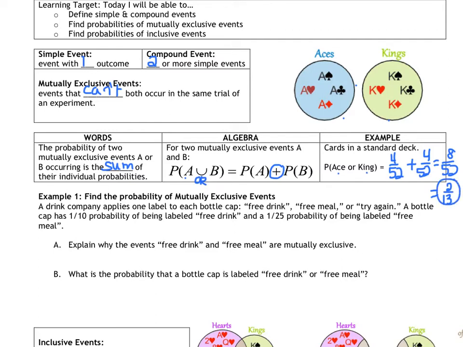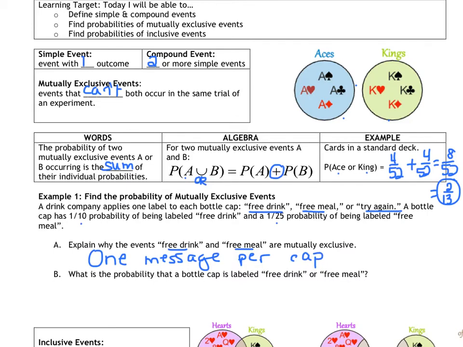If we look at example 1, we have a drink company with labels under each bottle cap. You can win a free drink, a free meal, or try again. And then it tells you the probability of winning a drink and a meal. We have to explain why getting a free drink and getting a free meal are mutually exclusive. Well, when you buy a pop, you're only going to have one bottle cap, right? So there's only one message per cap.